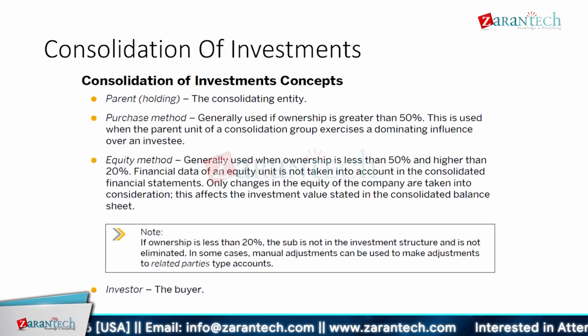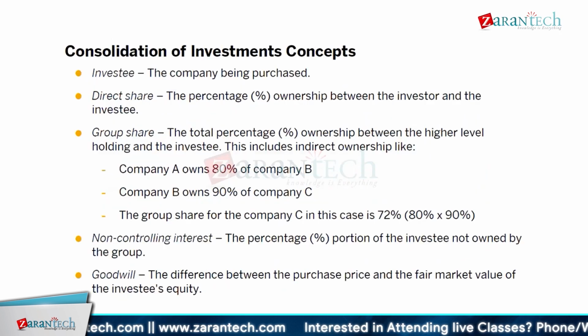Again, another term: investor means the buyer. That means here the parent entity is always the investor. Investee, the company being purchased. A company invested in B, A is an investor, B is an investee. Direct share, the percentage of ownership between the investor and the investee. A invested in B is a direct share.